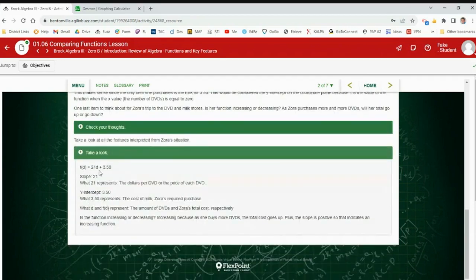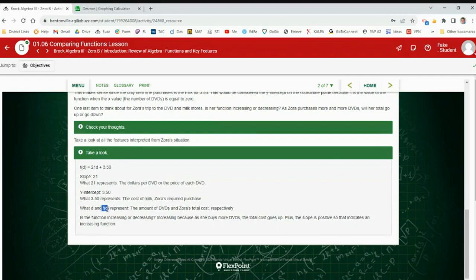So f of d equals 21d plus 3.50. So the slope is 21. And the 21 represents the dollars per DVD, or the price of each DVD. The y-intercept is 3.50, because if she buys 0 DVDs, she's like, I'm not going to buy any today. Still going to have to spend $3.50 for the milk, right?